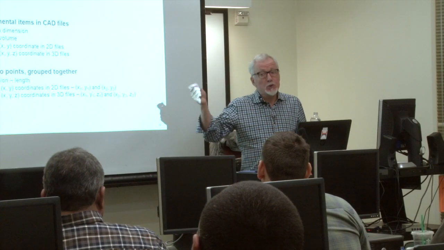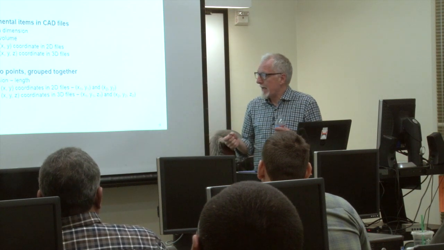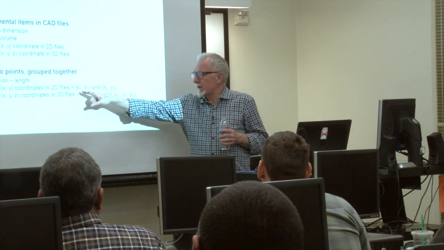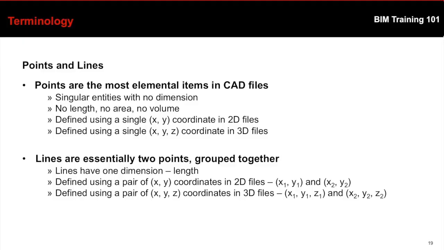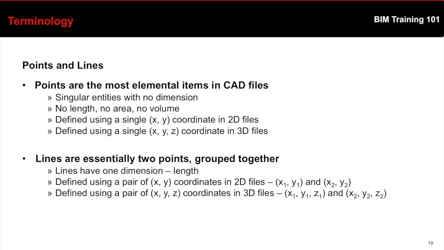Lines are basically two points linked together in a straight line. And in order to define a line in 2D, we need two points, x1, y1, and x2, y2. And then, of course, to define it in three dimensions, our points have three variables on them. Does that all make sense to people?